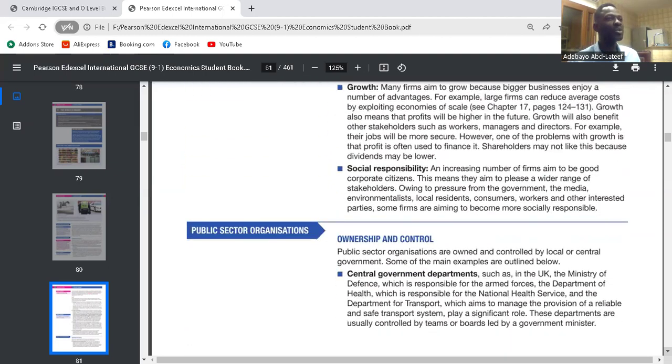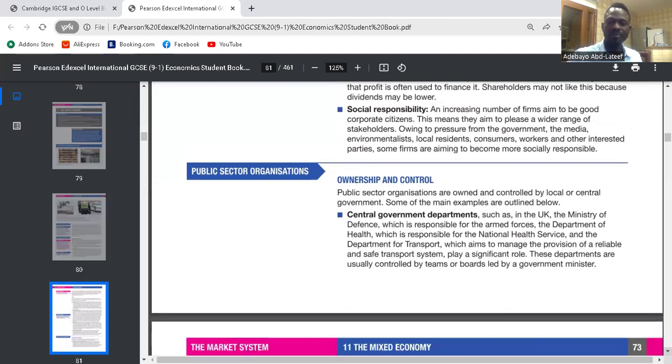For social responsibility, we're talking about thinking more of stakeholders than shareholders. When businesses think more of stakeholders, which includes shareholders, not just thinking about shareholders, that means the business is socially responsible. They are ethical. Is it clear? Ownership.